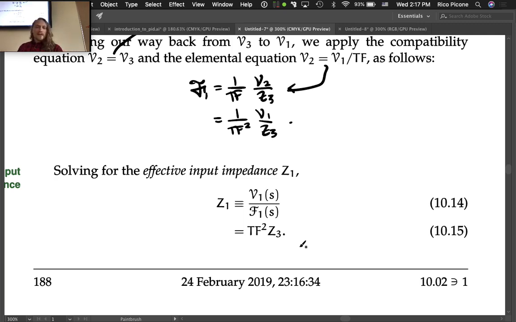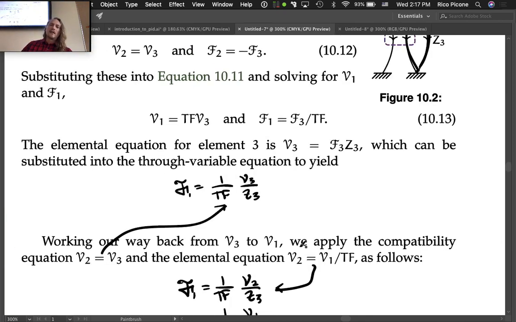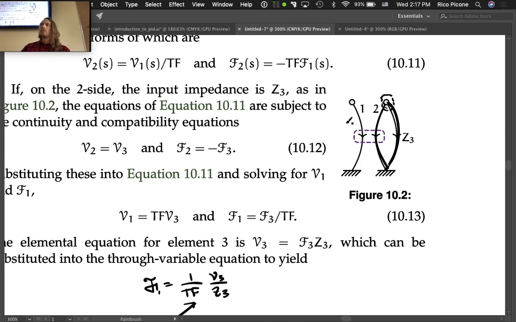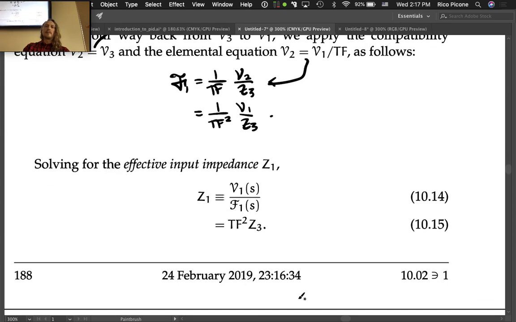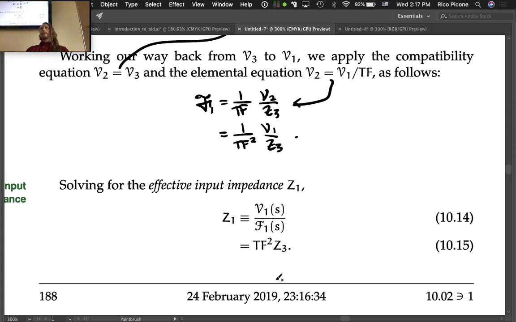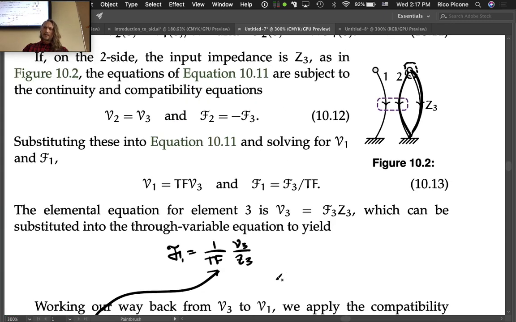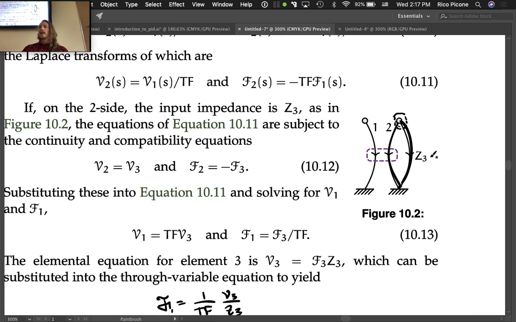So what does this say? It says that the impedance at side 1 of the transformer is equal to the impedance on the other side, the side that's connected to side 2, but multiplied by the transformer ratio squared. So the transformer affects the impedance with this relationship. It multiplies the impedance on one side by the square of the transformer ratio. So, for instance, if your house was the load here, Z3, then to the grid on the other side of the transformer, your house looks like the transformer ratio squared times the actual impedance of your house. So that's one way to think about it.